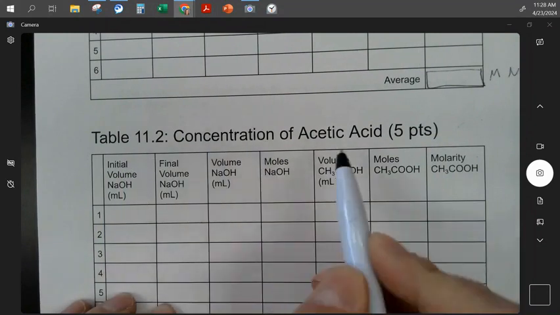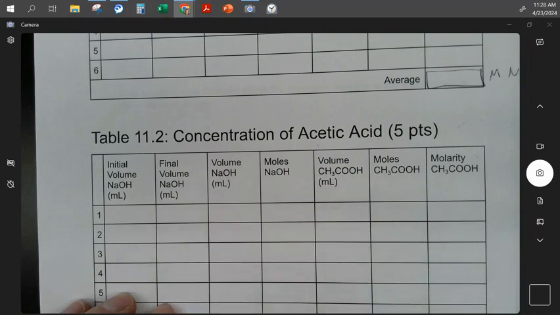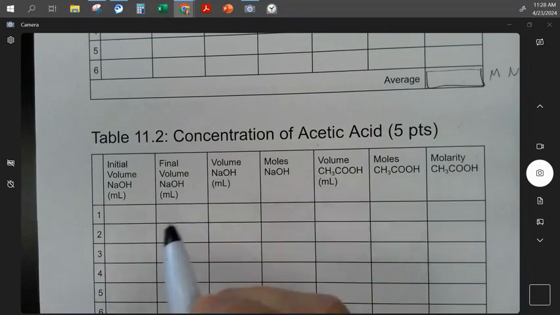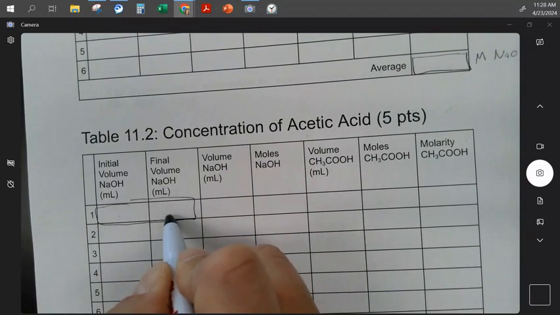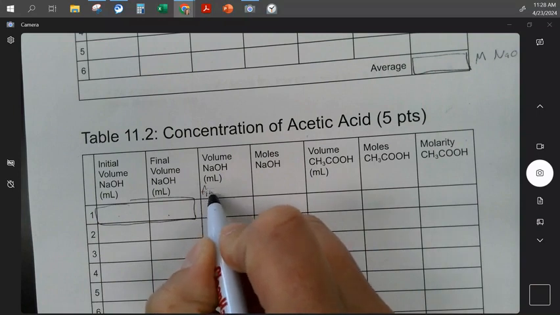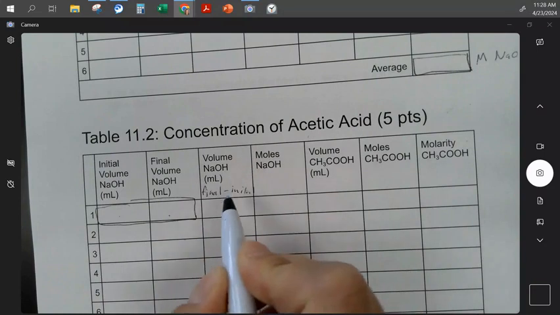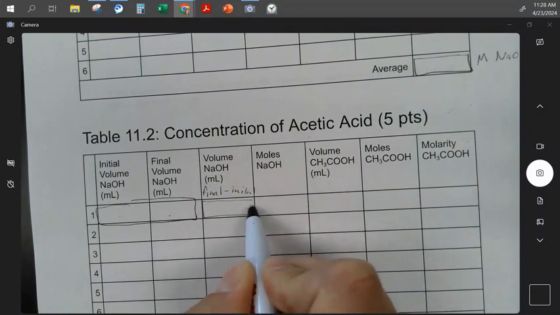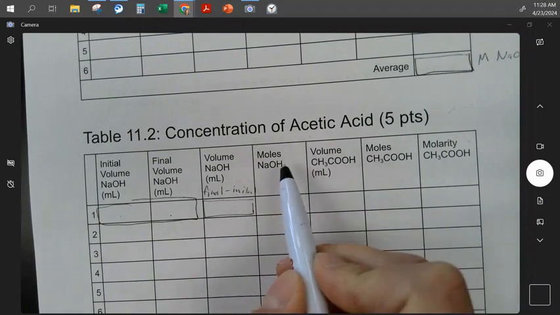Okay, so the next part is we were titrating vinegar. So you diluted your vinegar, you took some vinegar dilution and you titrated it. So these are from the lab. You should have your initial and your final volume. And then again, to find the volume that you use of sodium hydroxide, you're going to take final minus initial. And that's going to be the amount that you actually used.